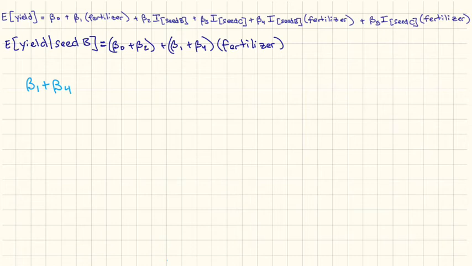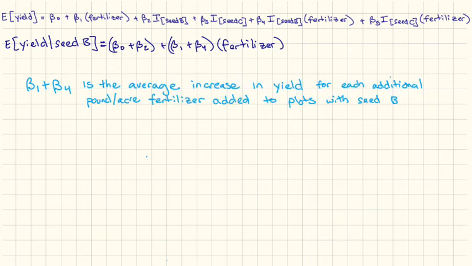Finally, the slope. This one is really tough to do if you isolate just beta 4. So it's easier to think of it as beta 1 plus beta 4, which is the average increase in yield for an additional pound per acre fertilizer when you have plots with seed B. Right, it's the slope for seed B.